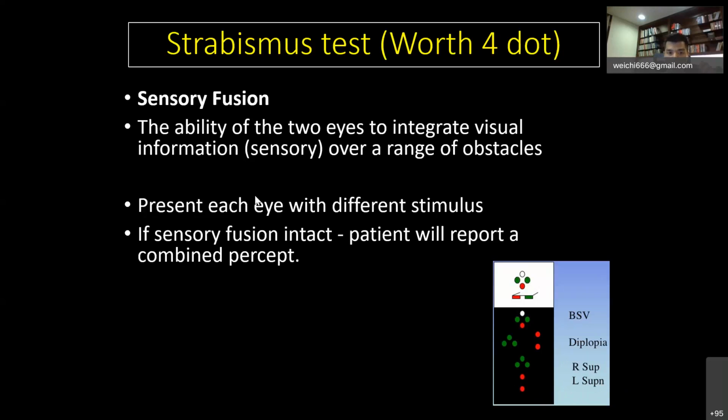Okay. So this is a process called sensory fusion. It's the ability of the 2 eyes to integrate visual information over a range of obstacles. So this is a very useful test, especially for kids to see if they have sensory suppression.